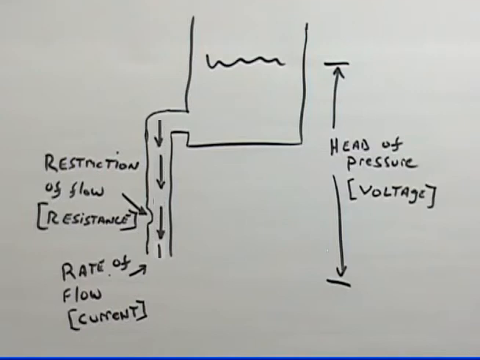The amount of water flowing out of the tube per unit of time is called the rate of flow. The rate of flow of water is similar to the flow rate of charge in an electrical system. This is called electrical current and is measured in amps. Just above is a restriction in the tube. The greater the restriction, the slower the flow rate. The restriction is similar to electrical resistance and is measured in ohms.